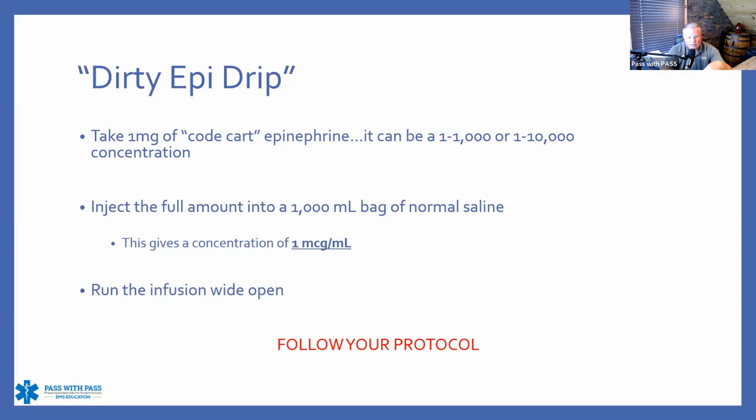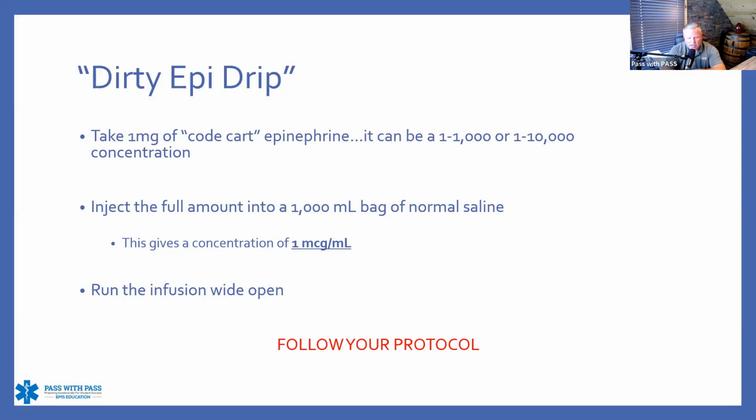What that will do is give you a different concentration. The concentration will then become 1 mic per ml. And remember, somewhere around 20 is an appropriate rate if you're starting an epinephrine infusion. So appreciate that for every cc or milliliter in your 1,000 bag, you have 1 microgram of epinephrine. If you have reconstituted and made this dirty Epi Drip, then if you're using an 18 gauge needle or angiocath, you can run the infusion wide open.